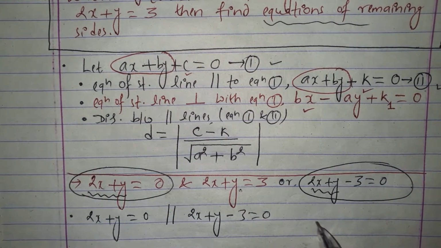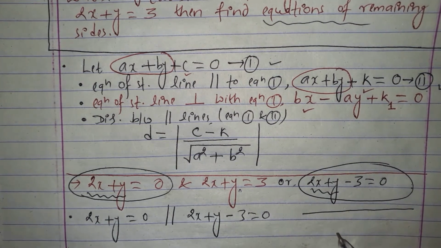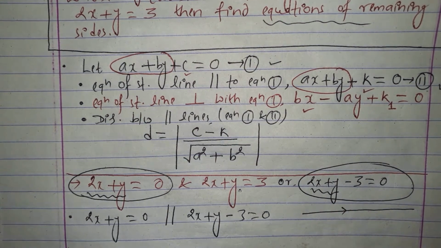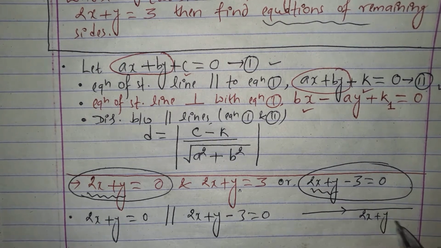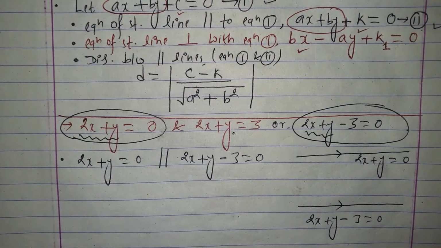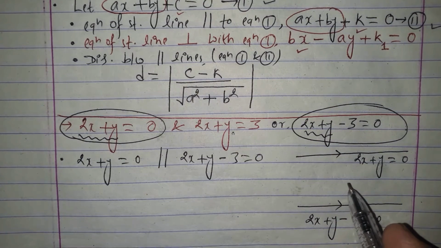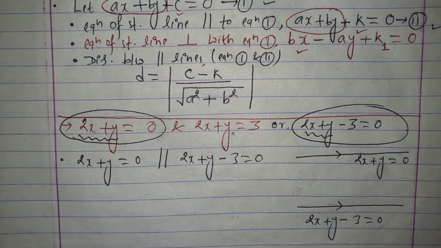And let's make a figure here. Let's say these are the parallel lines, and this line represents the line 2x plus y minus 3 is equal to 0, and let's say this line represents the equation 2x plus y is equal to 0. Here we make these two lines parallel with each other.